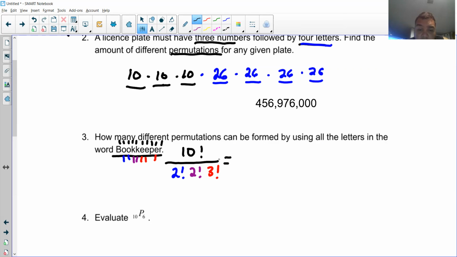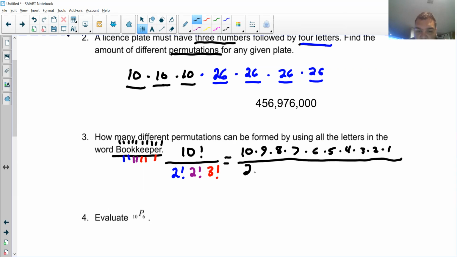Okay. So for this one, sadly, we can't just use the calculator like the next one you see. But this one, we're going to have to do it the long way. So we're going to write it out. 10 times 9 times 8 times 7 times 6 times 5 times 4 times 3 times 2 times 1, all over 2 times 1 times 2 times 1 times 3 times 2 times 1. And let me just underline where each one is coming from. So that's the red part, that's the purple part, and that's the blue part.